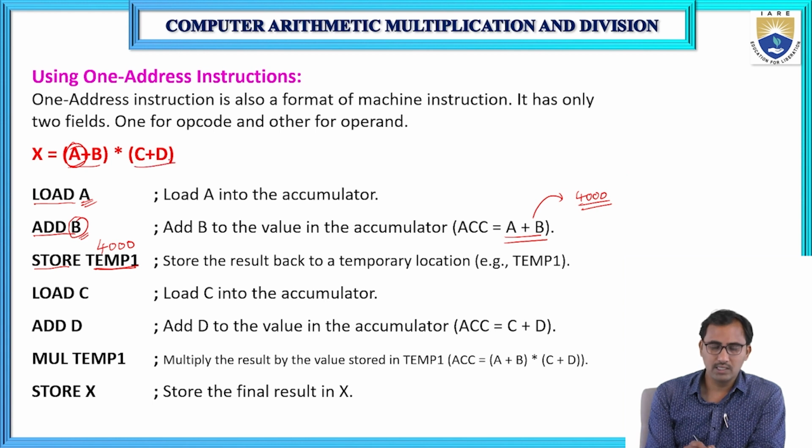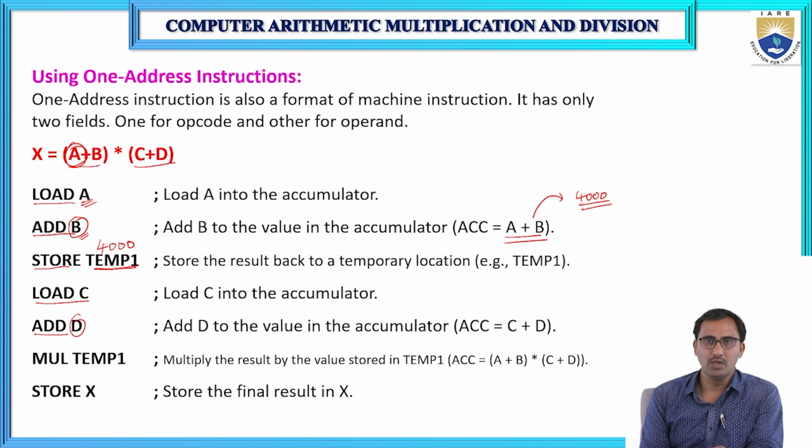Later I want the sum of c plus d. So I'm loading c into the accumulator. So load c, that means the accumulator has c, and then add d. That means the contents of d are added with the accumulator, because the accumulator already has the c value. So now if you perform the addition, it becomes c plus d.